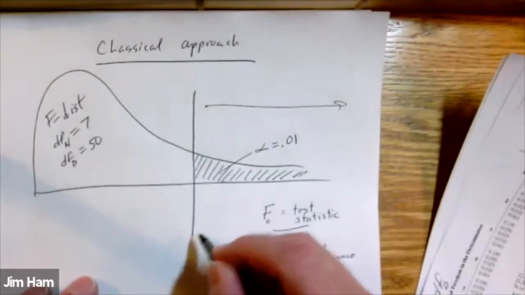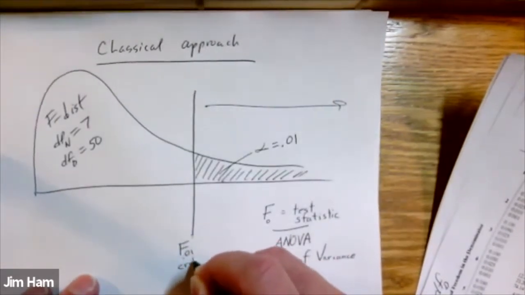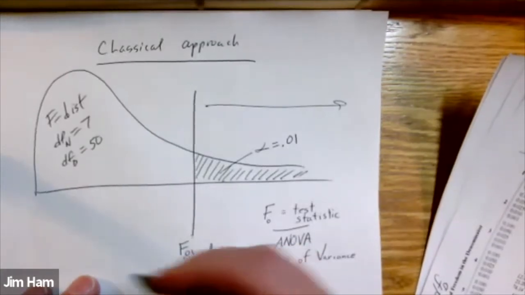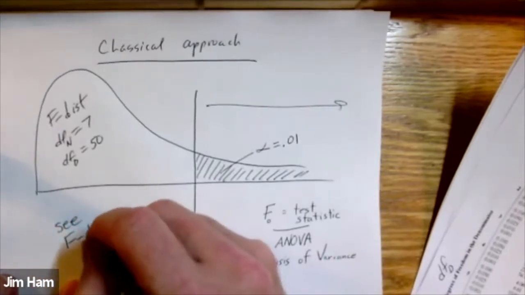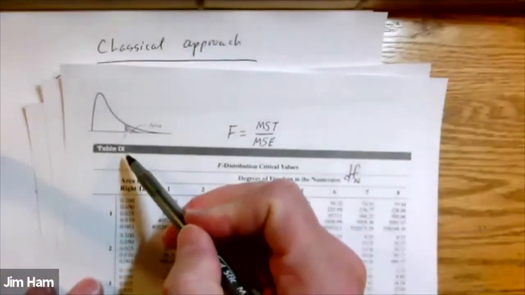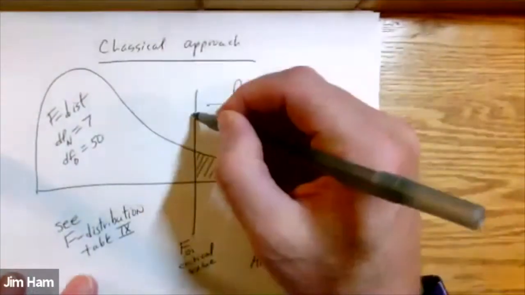Now, this number right here is the F of 0.01. This is what we call the critical value. And we're going to get this one by going to the F distribution table. And you can see here it's table 9. Okay, go find the critical value. Go ahead and put it in the chat.